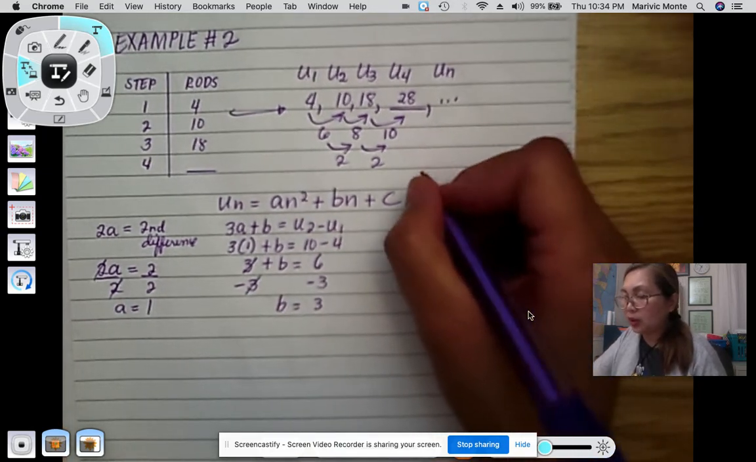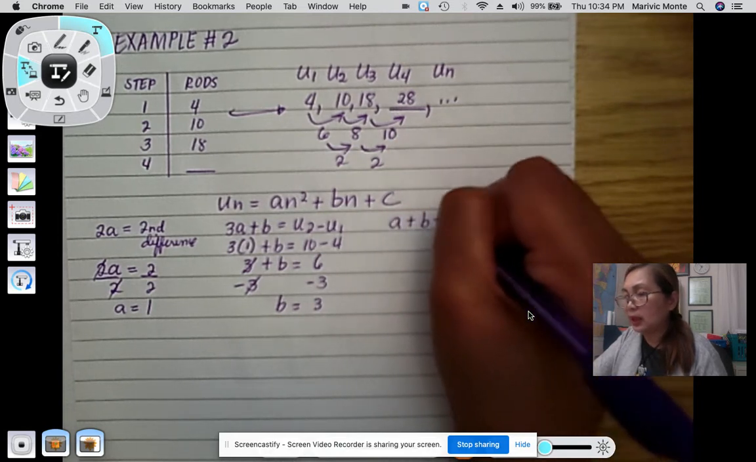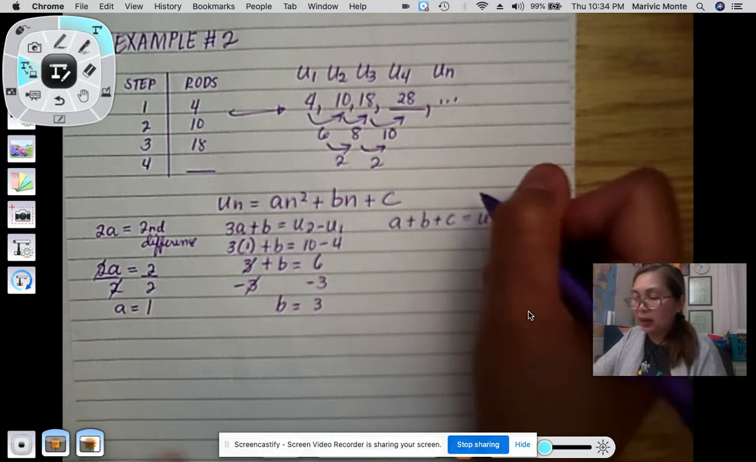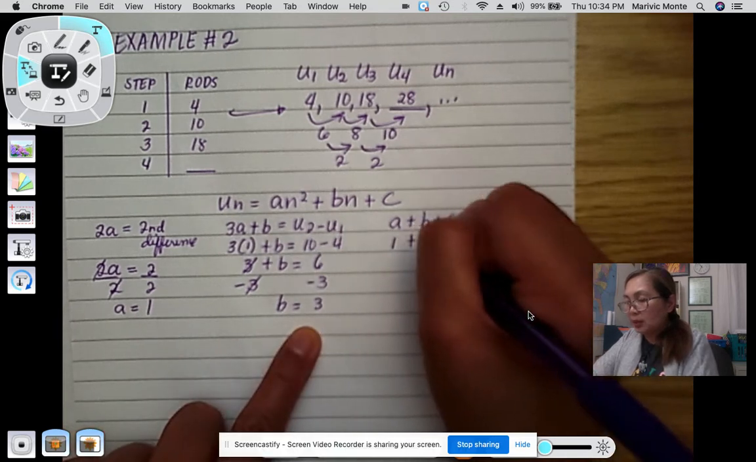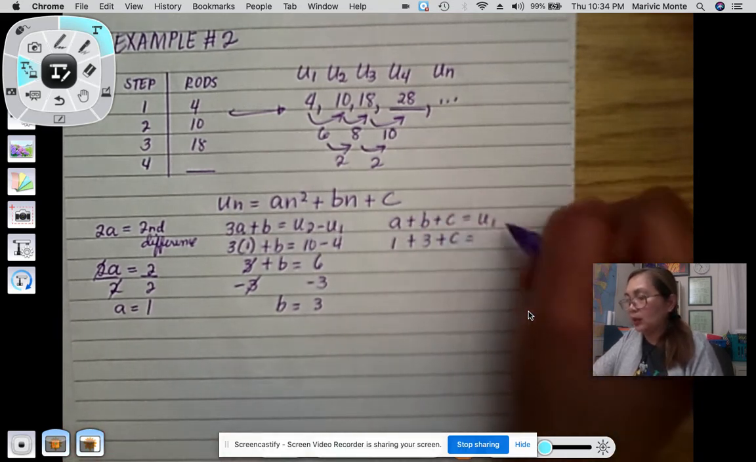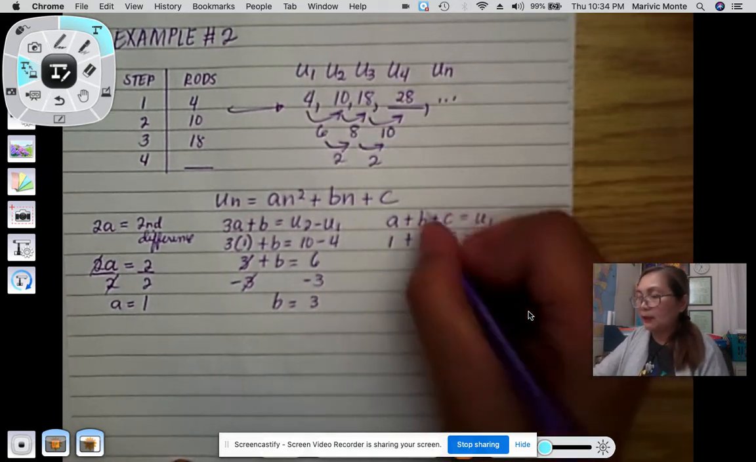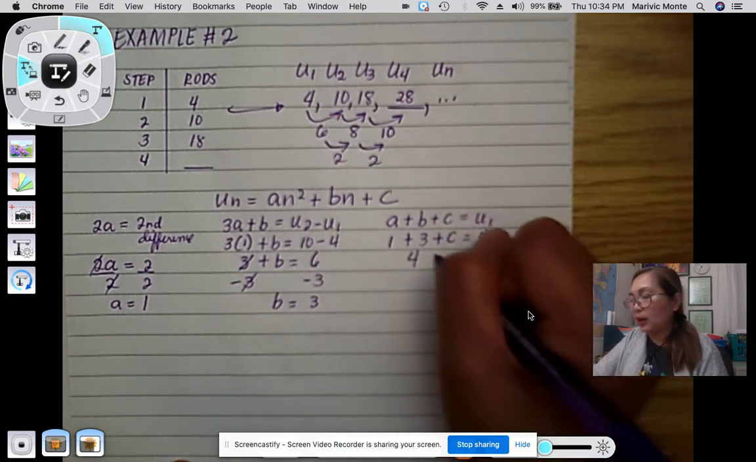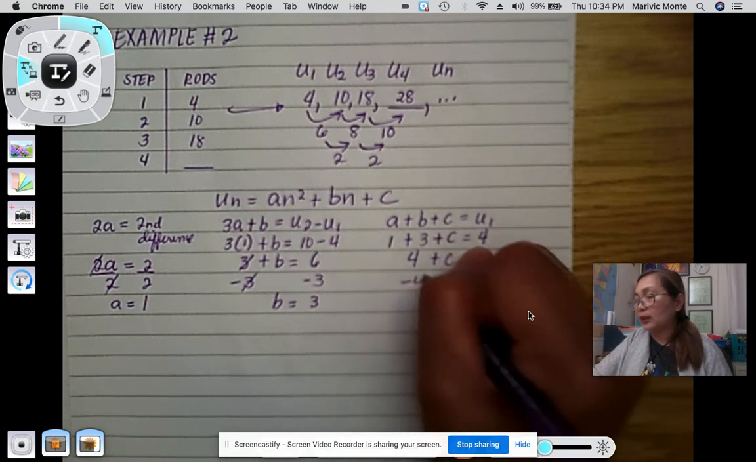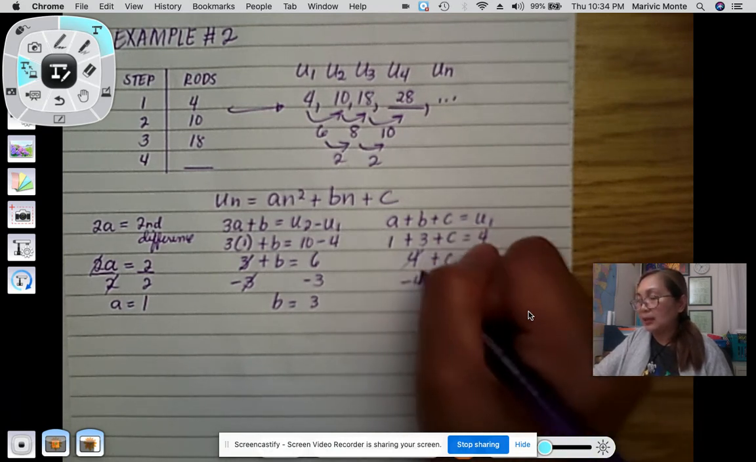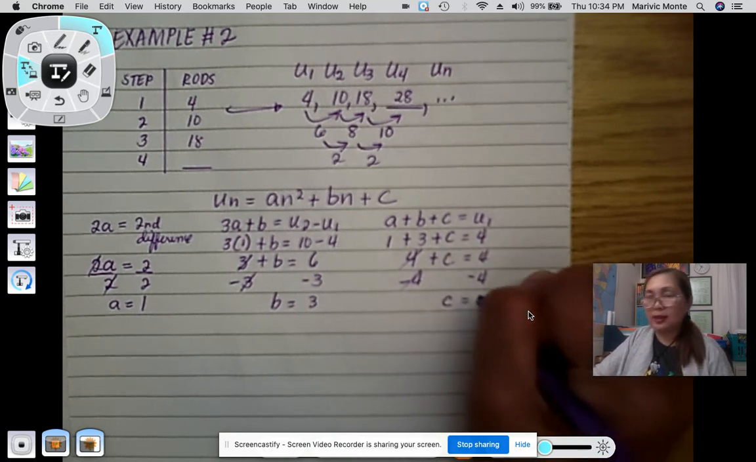And going to the third formula, we have a plus b plus c equals u of 1. A is 1, so we put in here 1, and b is 3, so plus 3, and then plus c equals u of 1, which is 4, so we put in 4. Simplifying, we have 1 plus 3 is 4, plus c equals 4. Subtracting 4 from both sides makes this cancel out, and we have c equals 4 minus 4, which is 0.